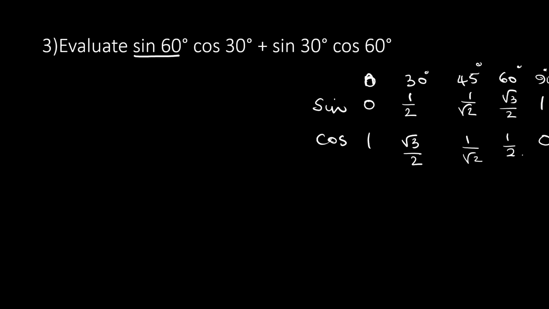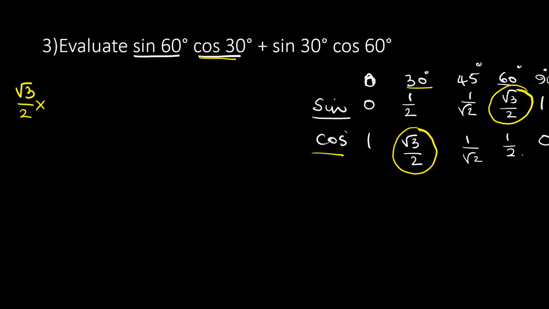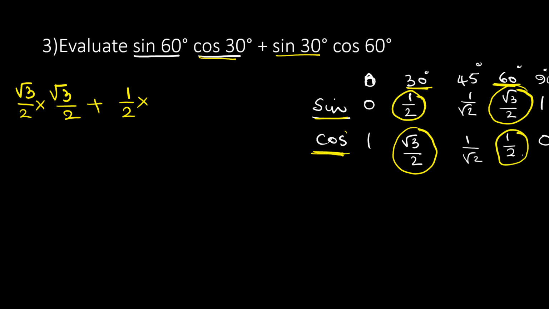First is sin 60 into cos 30. Sin 60 is root 3 by 2 into cos 30. This is cos 30, that is root 3 by 2. Plus sin 30. This is sin 30, which is 1 by 2, into cos 60. Cos 60 is 1 by 2.